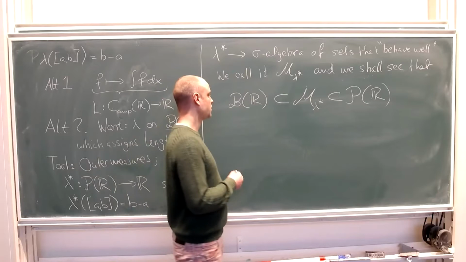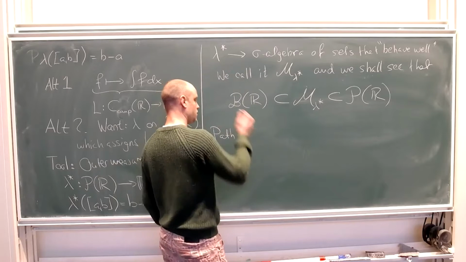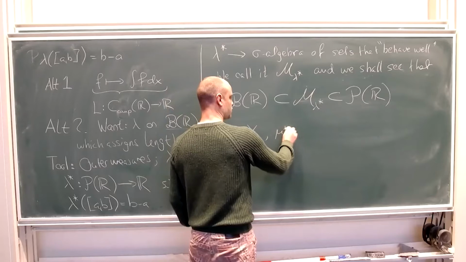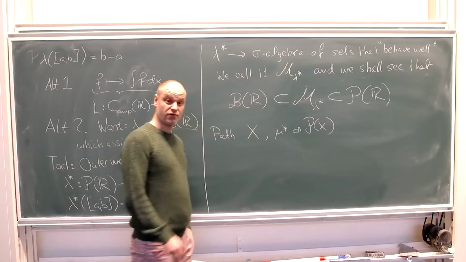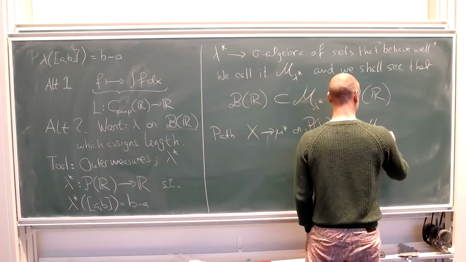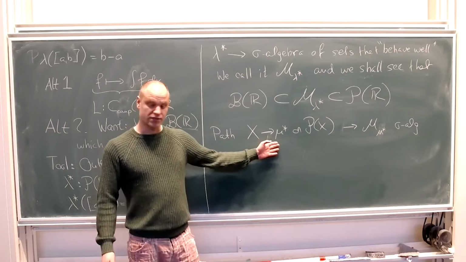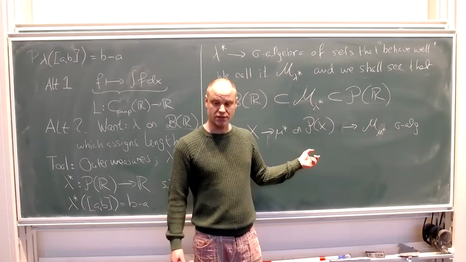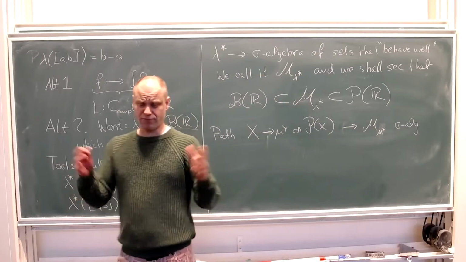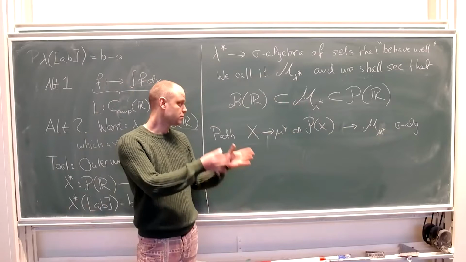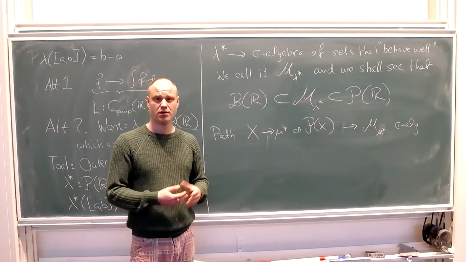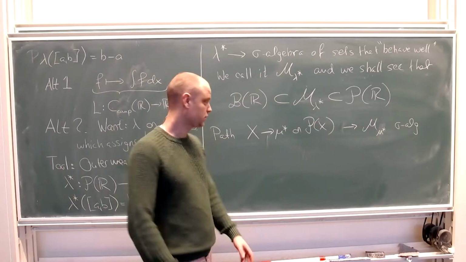Okay, so the general path will be: we start with some space X, and then we construct an outer measure on the power set of X. The outer measure is then going to give rise to a sigma algebra, a subset of the power set of X, that we're going to call mu star. So this we have to do in full generality first. Once we're done with that, we're going to replace X with the real line and see that this really gives us a measure like what we want, which we call the Lebesgue measure.